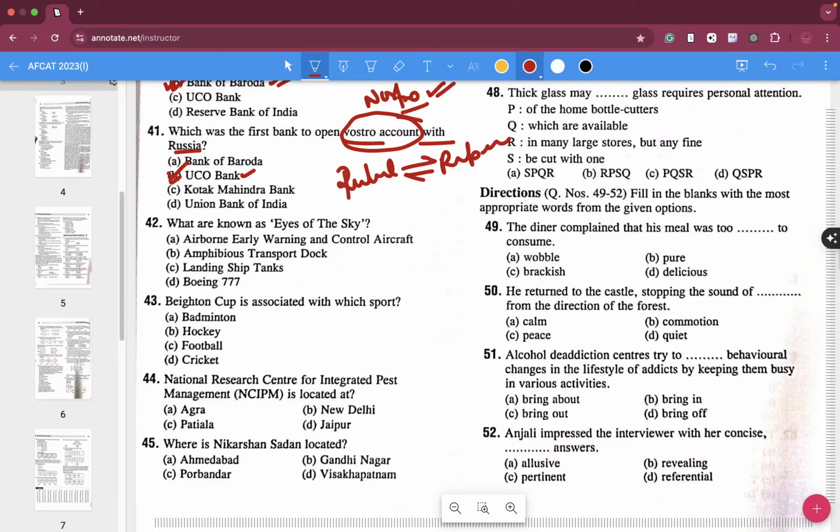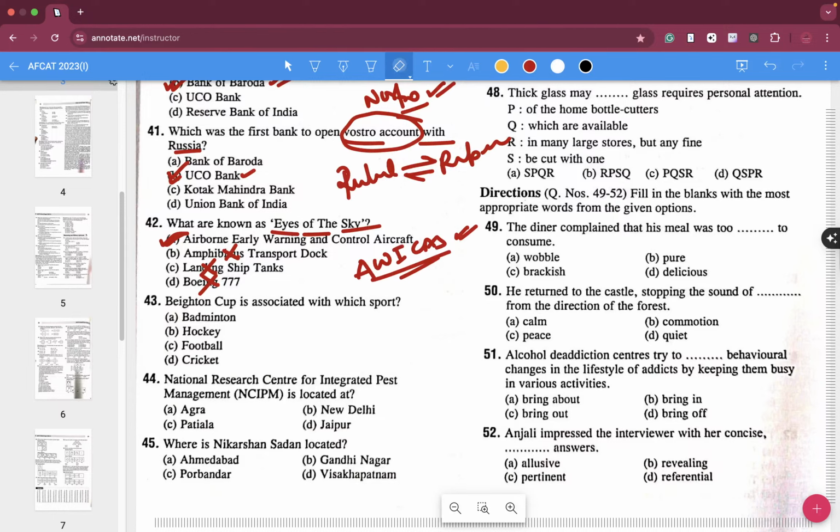What is known as the eyes of the sky? It is absolutely not an amphibious transport dock, landing ship tank, or Boeing 777. All of these are definitely not the correct answer for this question. Airborne early warning and control aircraft is the correct answer, also known as AWACS.